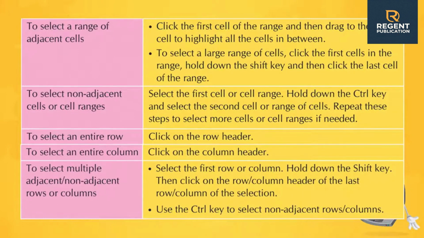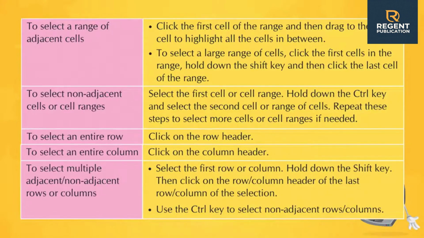To select a large range of cells, click the first cell in the range, hold down the Shift key and then click the last cell of the range. To select non-adjacent cells or cell ranges, select the first cell or range, hold down the Control key and select the second cell or range of cells. Repeat these steps to select more cells or cell ranges if needed.